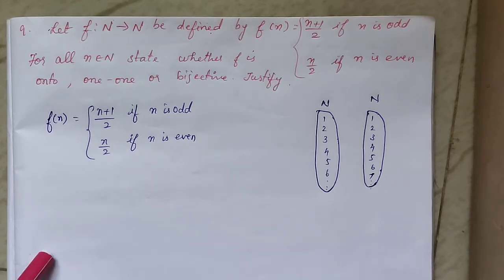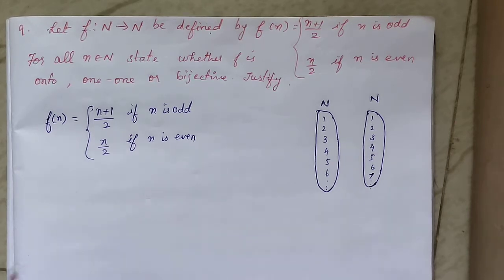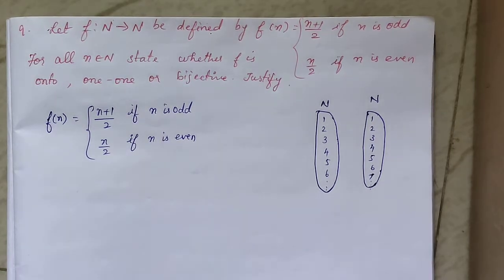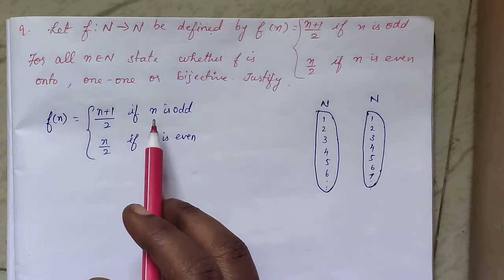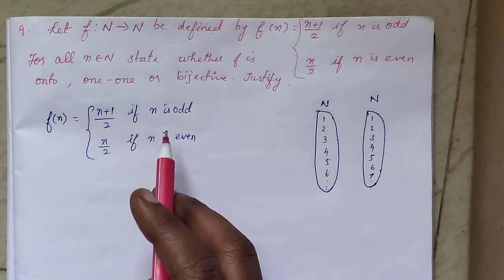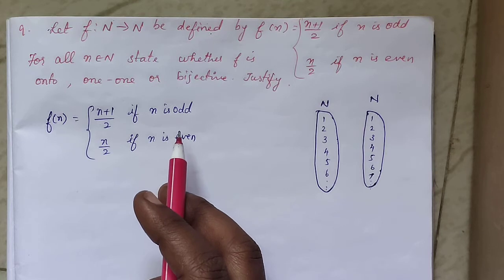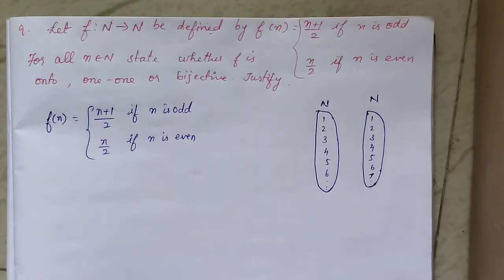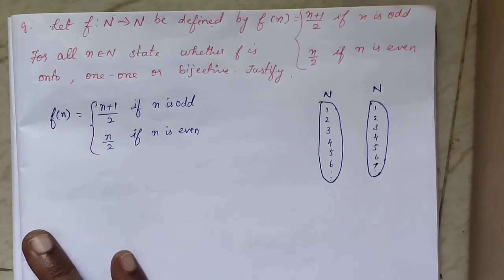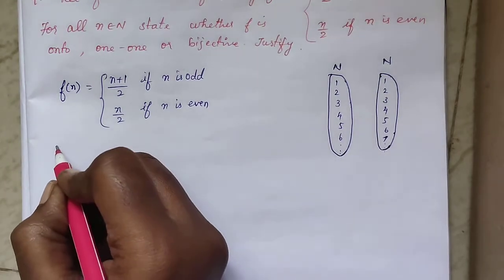Now see here, to prove that it is a one-one function, we have to select different cases, because both numbers can be odd, or both can be even, or one of them can be odd and the other even. In all cases we have to check whether it is a one-one function or not, and then we go for onto. Now for one-one function.